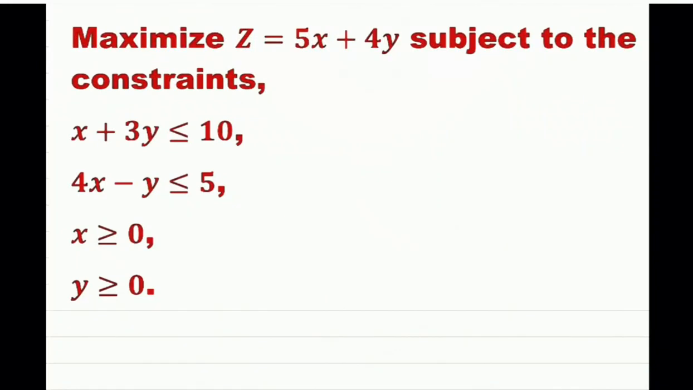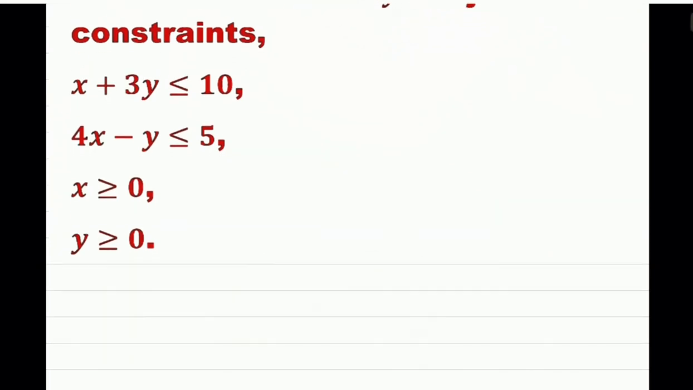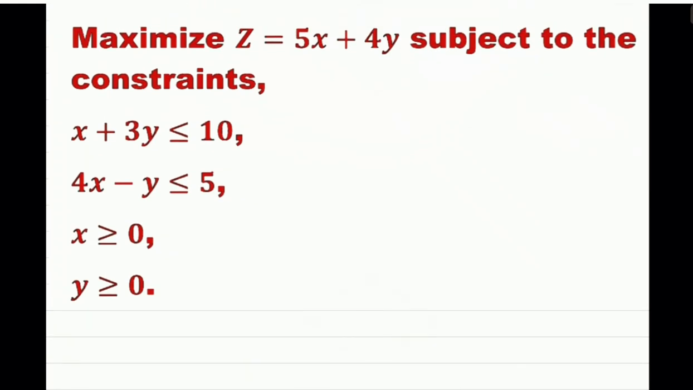Okay, I'm going to be working a question on linear programming in inequalities. So I need you to watch and learn. Maximize the linear function z equals 5x plus 4y, subject to the constraints. We are going to start making use of the constraints to get our region of solution.